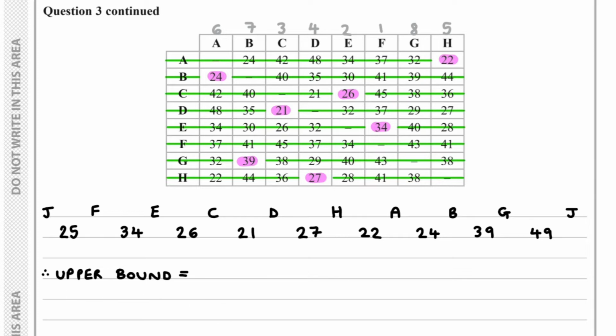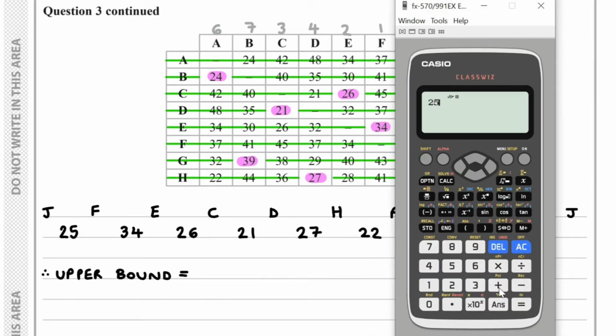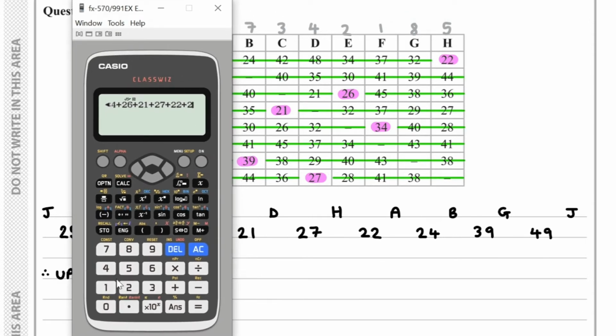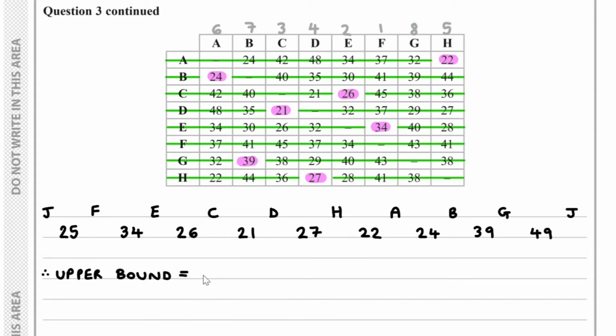So now when we come to state the upper bound, 25 plus 34 plus 26 plus 21 plus 27 plus 22 plus 24 plus 39 plus 49, that's 267. So the upper bound is equal to 267 miles.